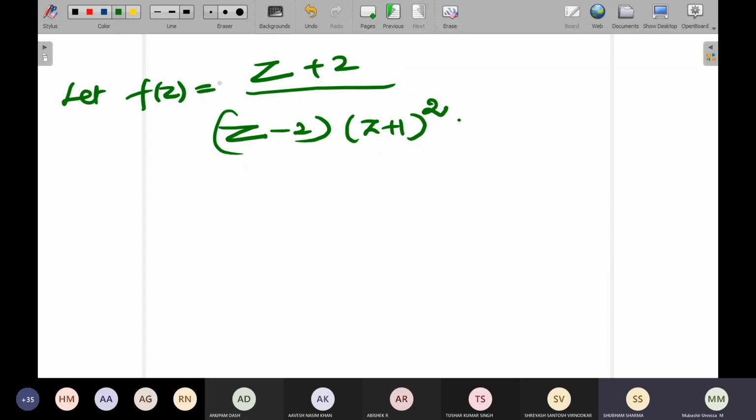Z is equal to 2 is a simple pole and z is equal to minus 1 is a pole of order 2. Order 2, correct.